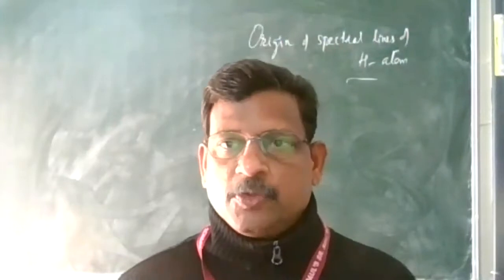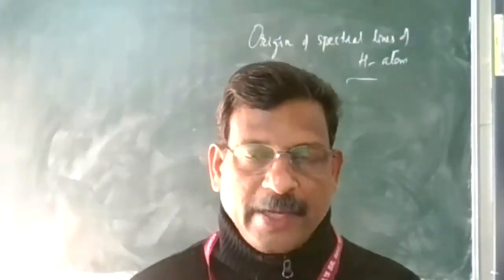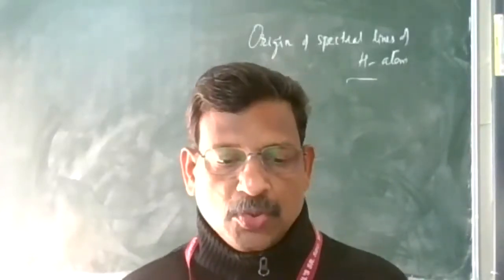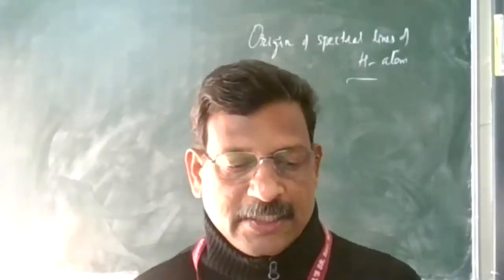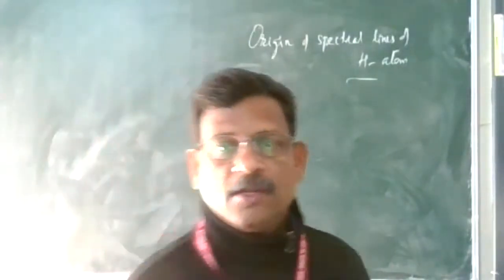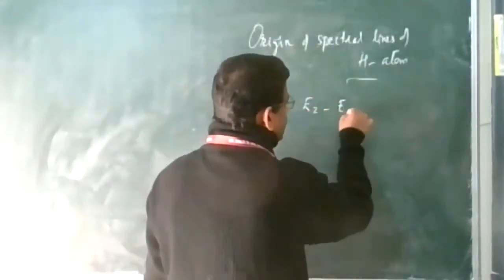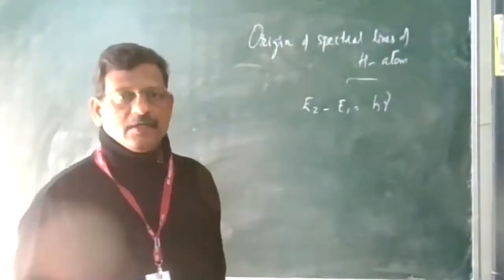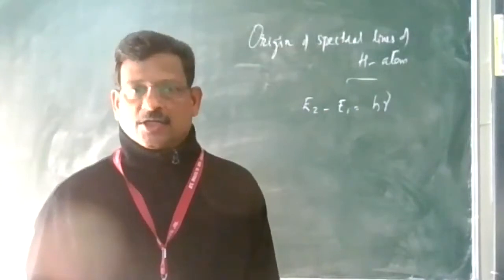So we have seen the third postulate of Bohr. According to the third postulate of Bohr, when an electron makes a transition from higher energy states, outer orbits, to lower energy levels, inner orbits, the difference of energy is emitted in the form of electromagnetic waves of particular frequency, and the equation is E2 minus E1 equal to hν. This is the equation. E2 is the higher energy, outer orbit energy, and E1 is the inner orbit energy.